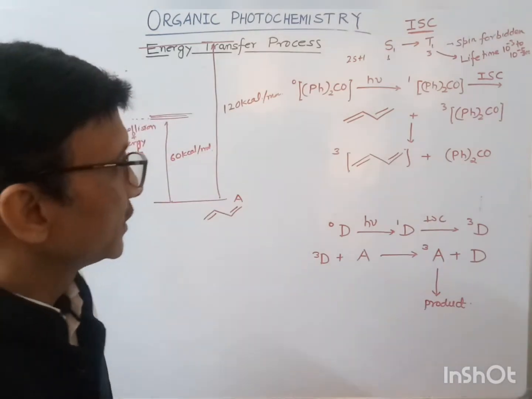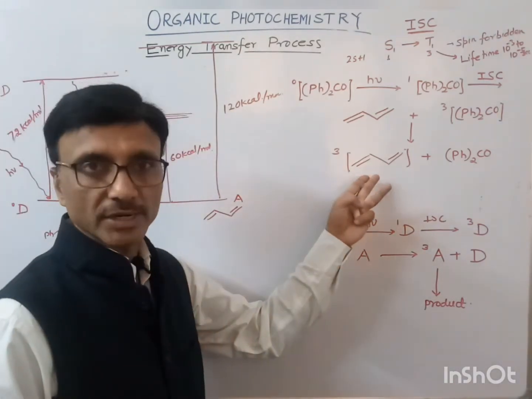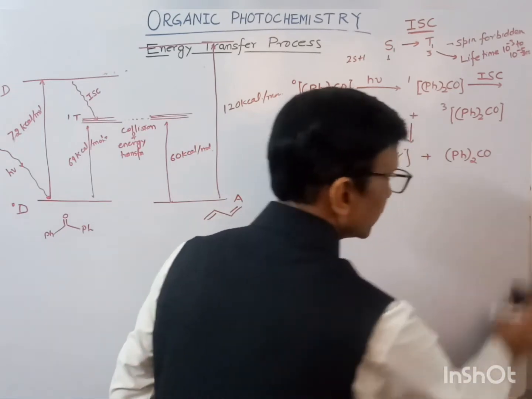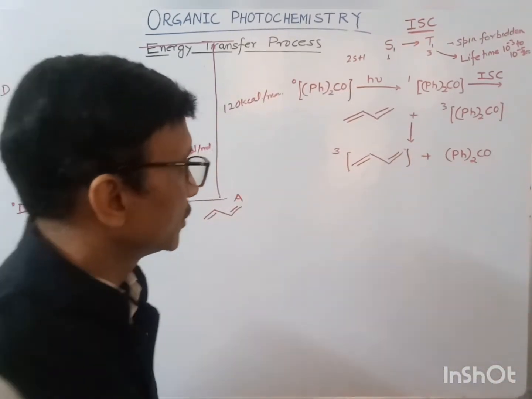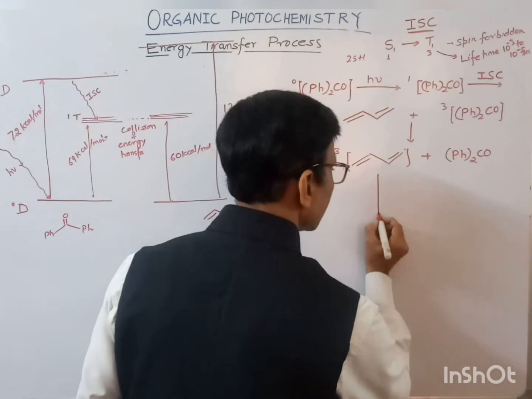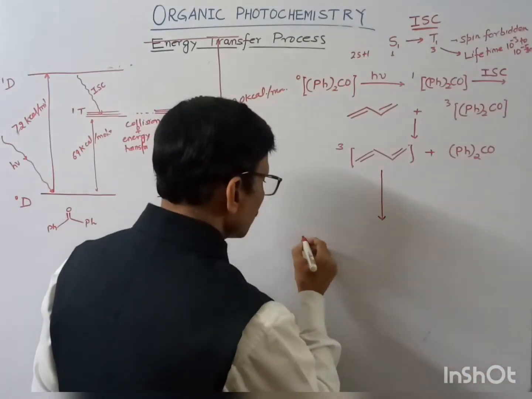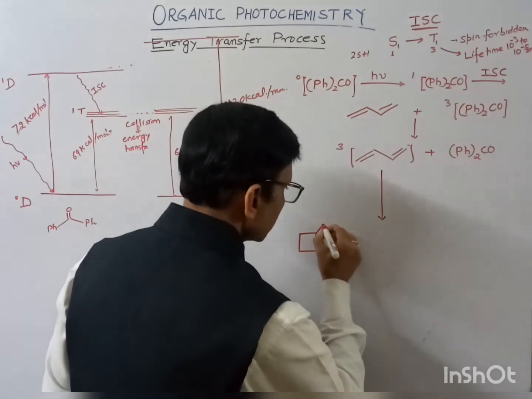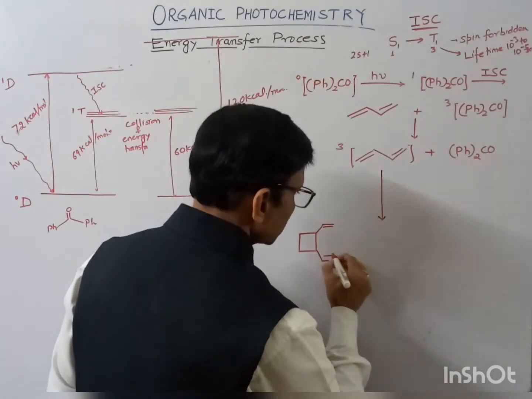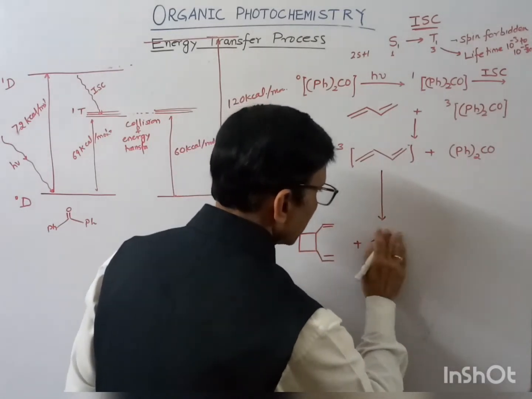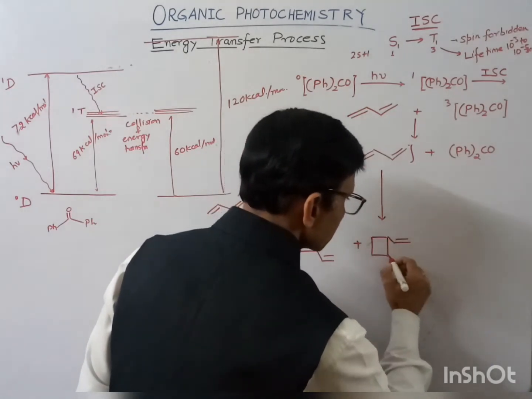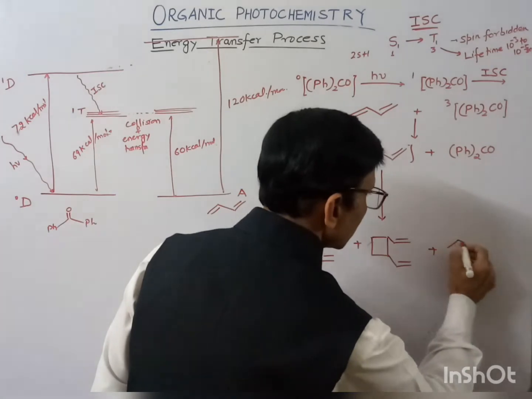Now this triplet butadiene, being highly populated, will give the reaction product. It gives rise to three products. One of the products that we can write is this, and this is another one.